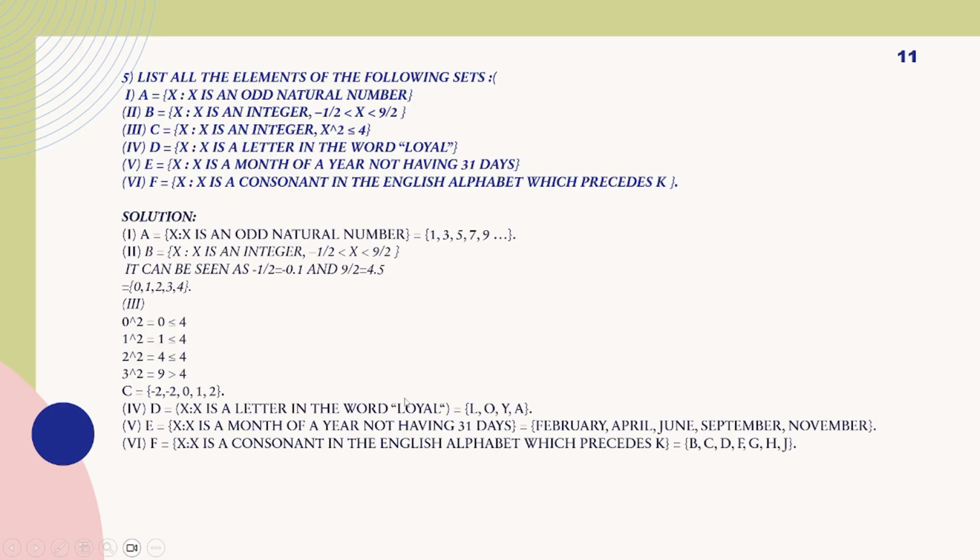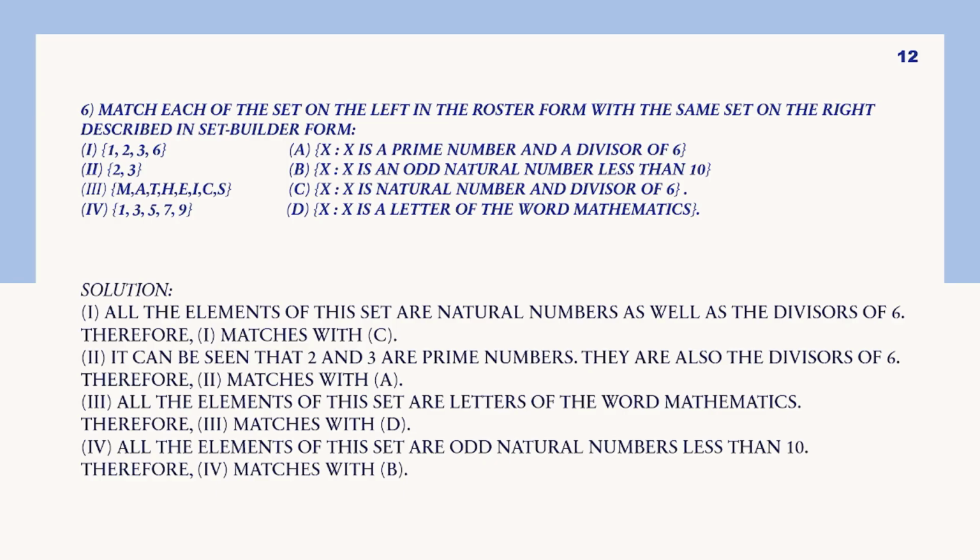This is about the fifth question. Now let's see the last question of this exercise. Match each set on the left, which is in roster form, with the set on the right, which is in set builder form. An easy method to identify this: MATHEMATICS is given, and here if we see any word, yes, it is mathematics. So the third option is for D. Let's check. Yeah, the third option matches with D. We can easily identify that it is a word, and the only word present on the right hand side is mathematics.